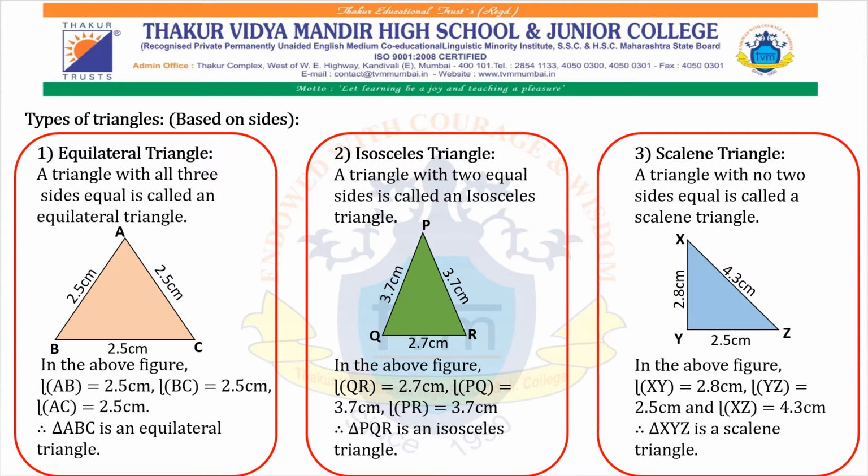In the above figure, length XY is 2.8 centimeters, length YZ is 2.5 centimeters, and length XZ is 4.3 centimeters. Therefore, triangle XYZ is a scalene triangle.